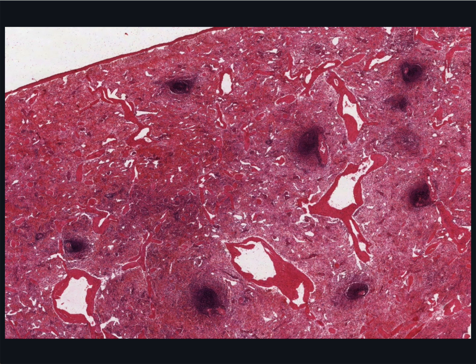The first obvious detail you can see are these dark dots of white pulp in a background of red pulp, and these large spaces bordered by red-stained tissue. They're blood vessels, mostly veins, contained within connective tissue trabeculae that penetrate the organ from the capsule out here.